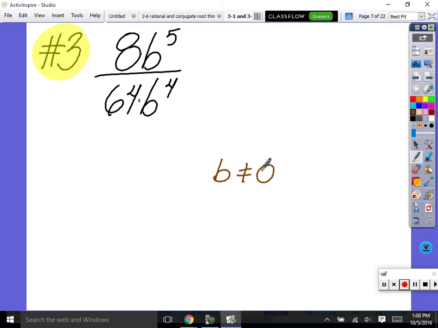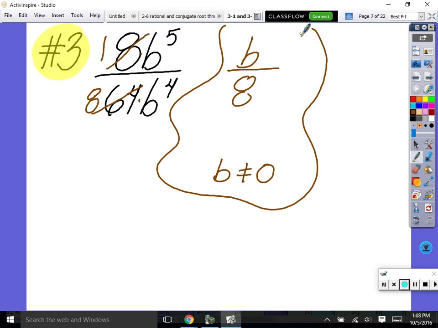Okay, so now we can divide out exact factors. 8 over 64 becomes 1/8, correct? B to the 5th over B to the 4th is B to the 1st on top, correct? So we have a B on top. On bottom, we have an 8. That's our answer as long as B does not equal 0, because if we plug in 0, we get undefined. Okay, we're all good? Yes.